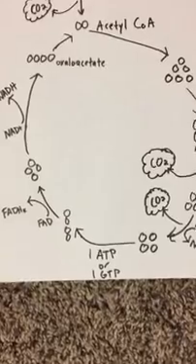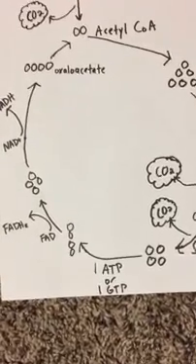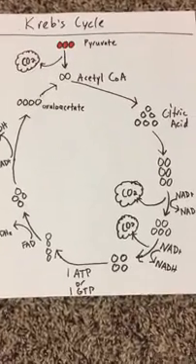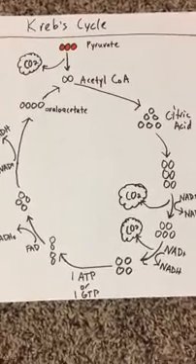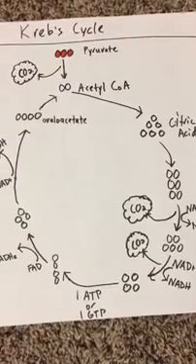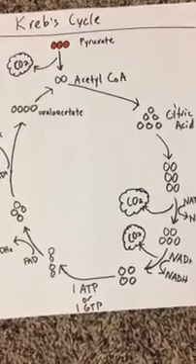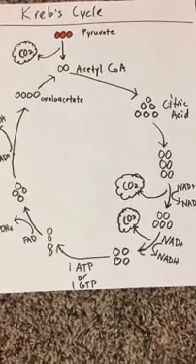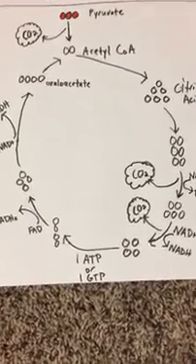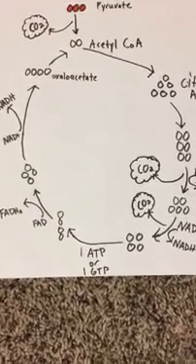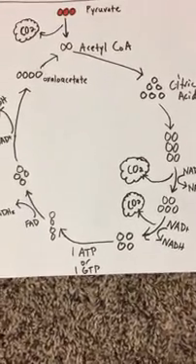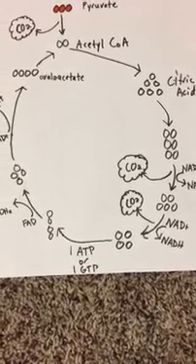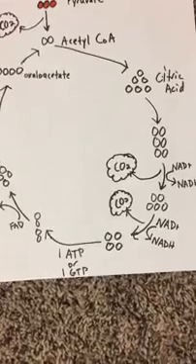This is called reduction. And then the opposite is by losing electrons. This is called oxidation. It can be slightly confusing, but gaining electrons, reduction. Losing electrons, oxidation. So the NADH is the reduced form, and then the NAD+ is the oxidized form. The FADH2 is the reduced form. The FAD is the oxidized form.